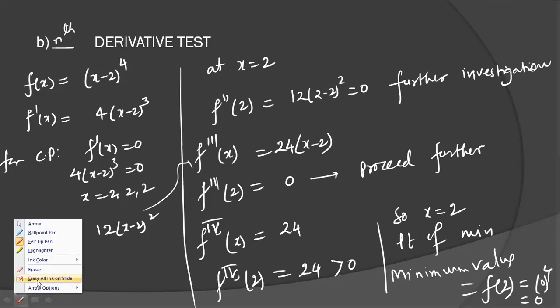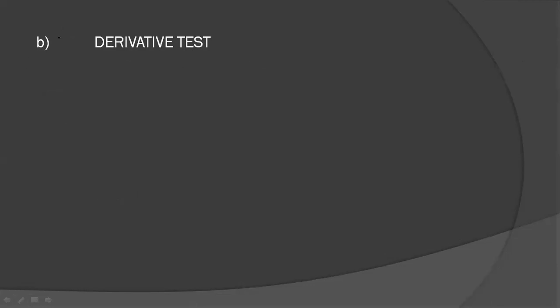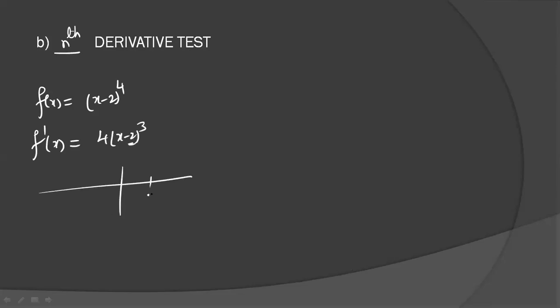But we can use a shortcut method for this question. (x minus 2) to the power 4. And as it is a polynomial, we can use the first derivative test for it. How? f dash x equal to 4(x minus 2) whole cube. What is the critical point? 2 is the critical point.